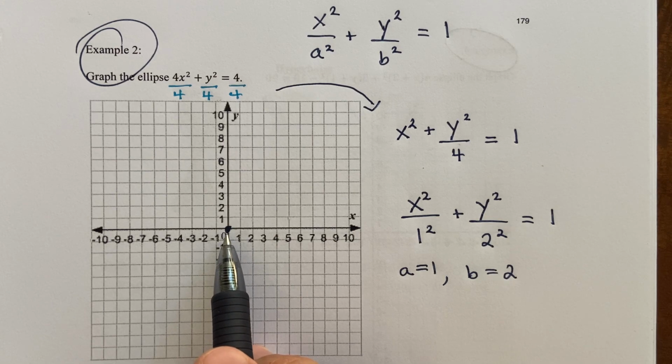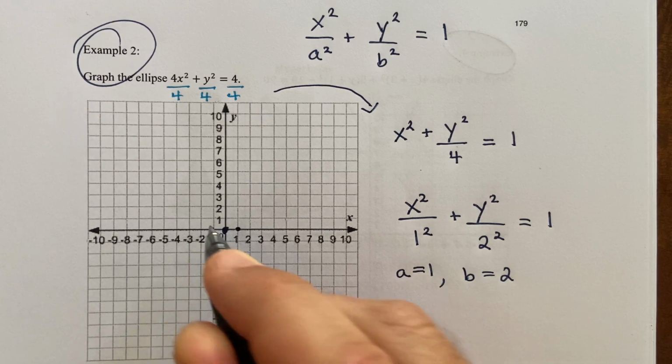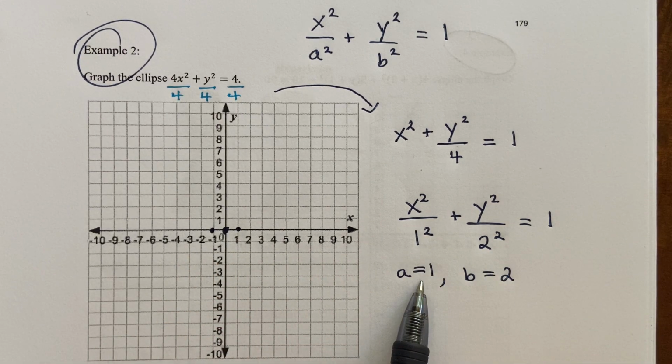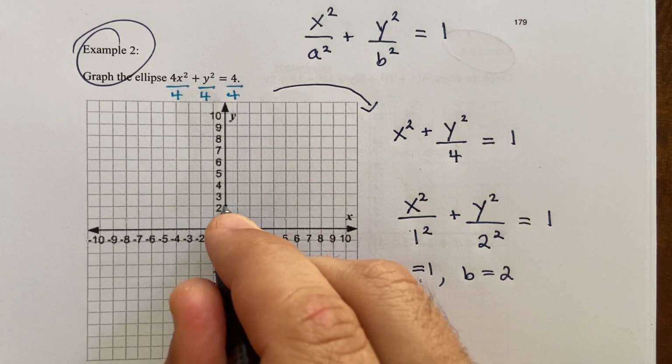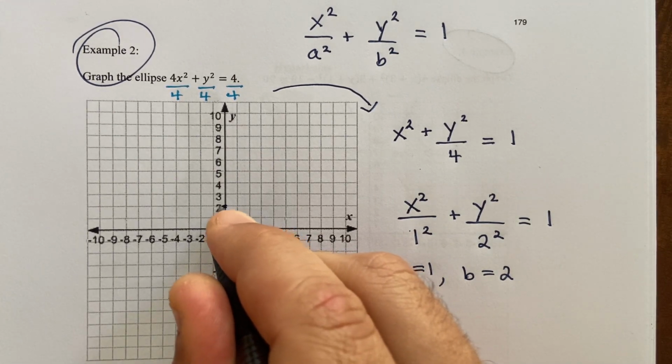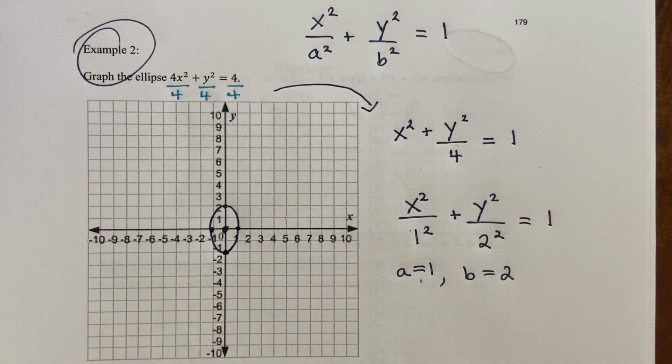And then from that center, I'm going to count 1 to the right and 1 to the left. That's from this number here. Then from the center, 2 up and 2 down. So we get this little kind of vertically oriented ellipse in this case.